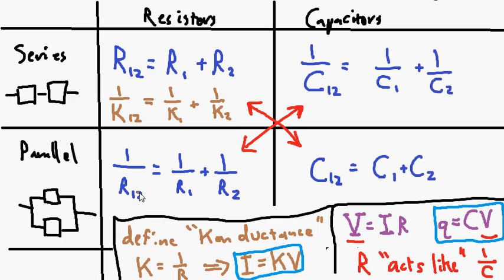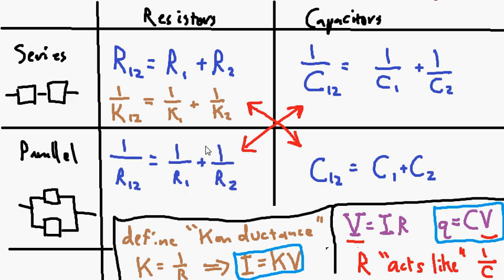And then looking down here at parallel, I haven't left myself enough space, but I think you can see where this goes for resistors in parallel, which is that your conductance just adds directly. So conductance 1, 2 equals conductance of 1 plus conductance of 2.